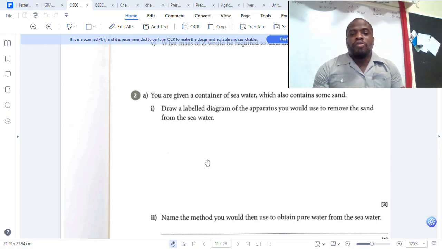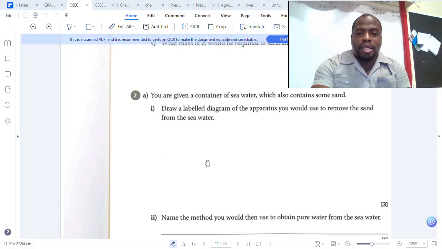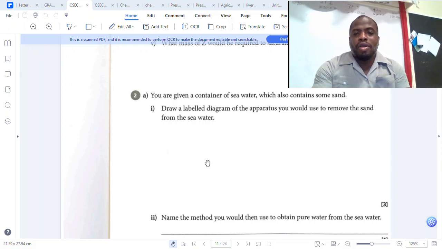Now we can use the method of filtration. So the water particles are small enough to pass through your filter paper, but the sand particles are not. So we're going to quickly move to a Word document again, and we're going to be showing you just a quick illustration of what you would have been required to draw.